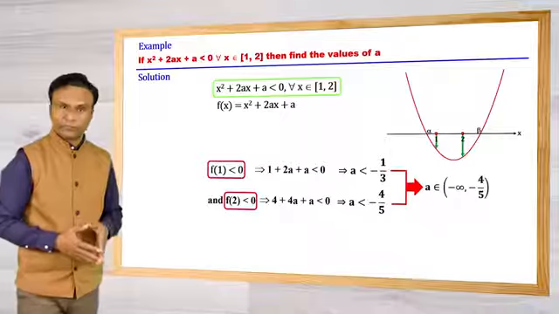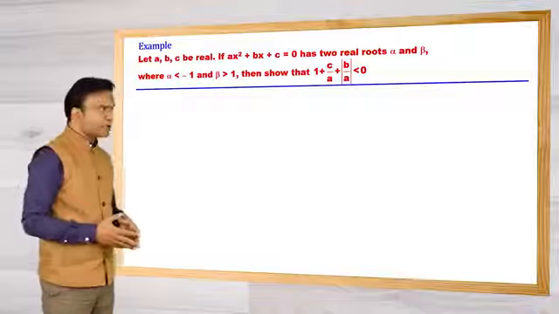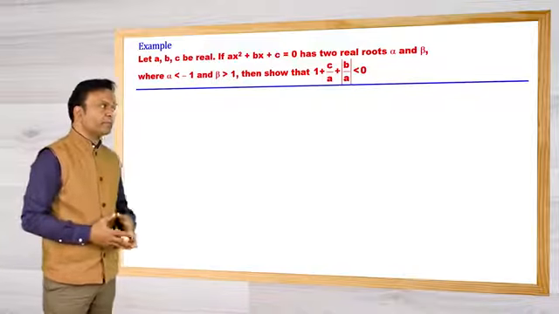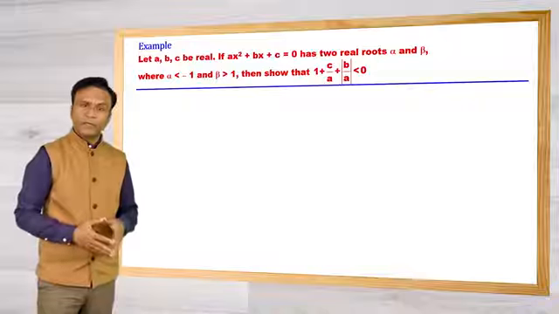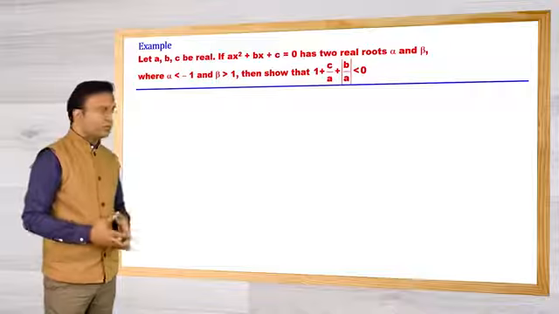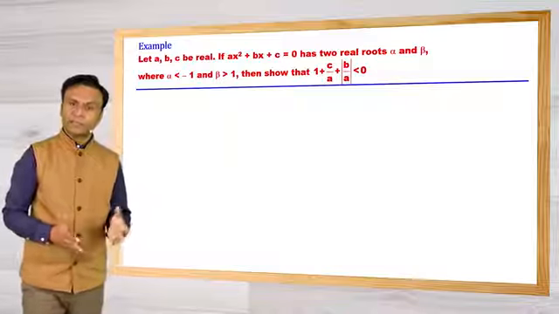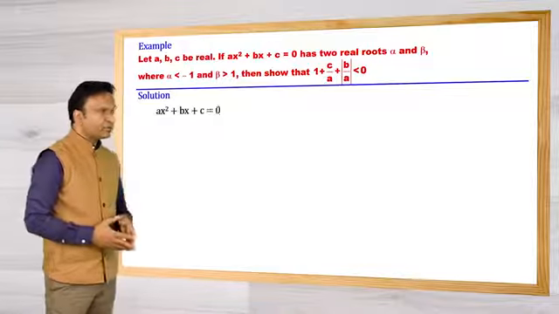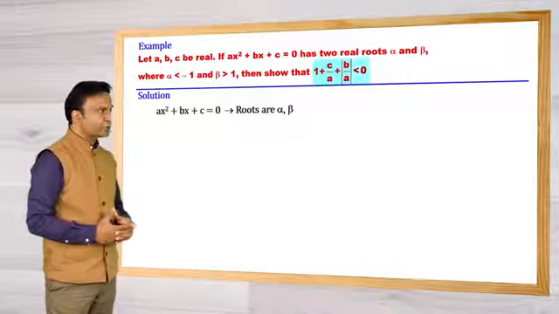minus 4 upon 5. Let's try one question asked in the JEE exam. The question is: if a, b, c are real and if ax square plus bx plus c is equal to 0 has two real roots alpha and beta, where alpha is less than minus 1 and beta is greater than 1, then prove that 1 plus c upon a plus modulus of b upon a is less than 0. So we have this quadratic equation having roots alpha and beta. We have to prove this inequality.